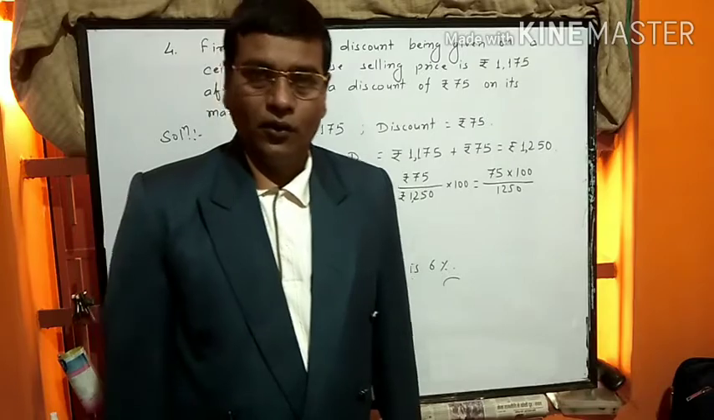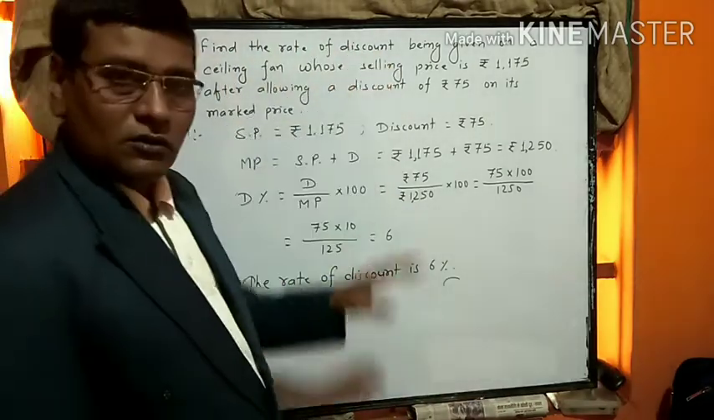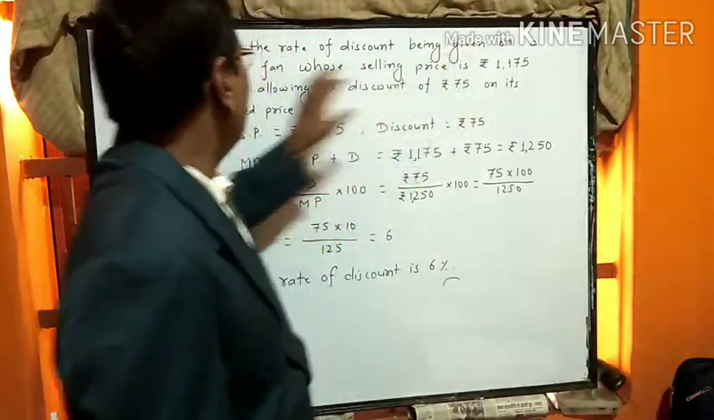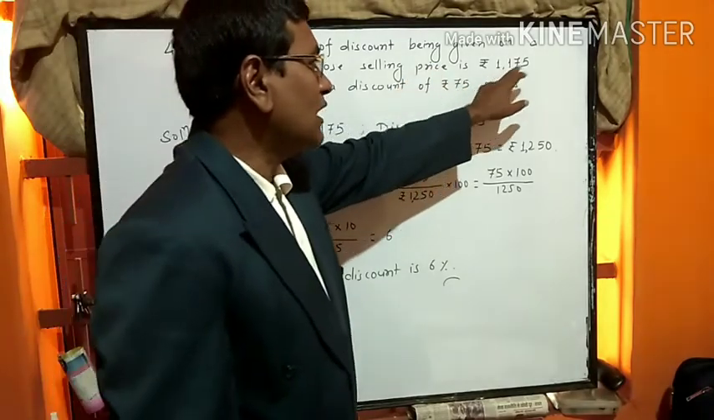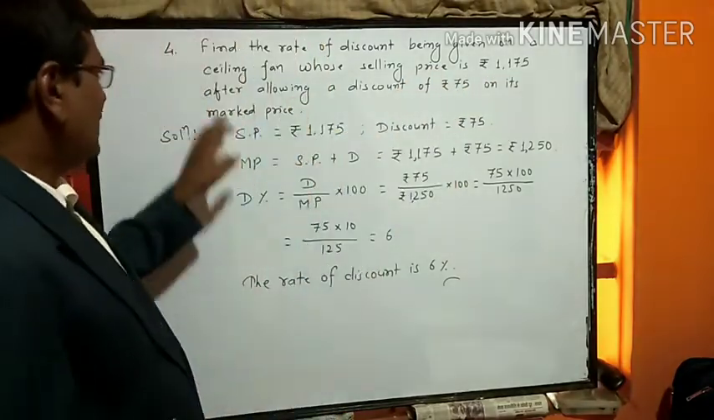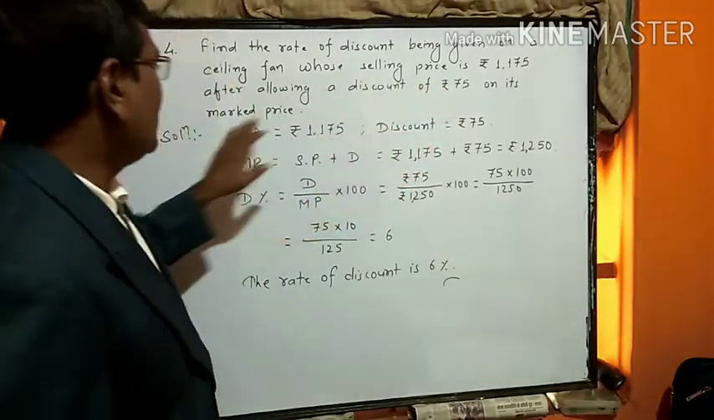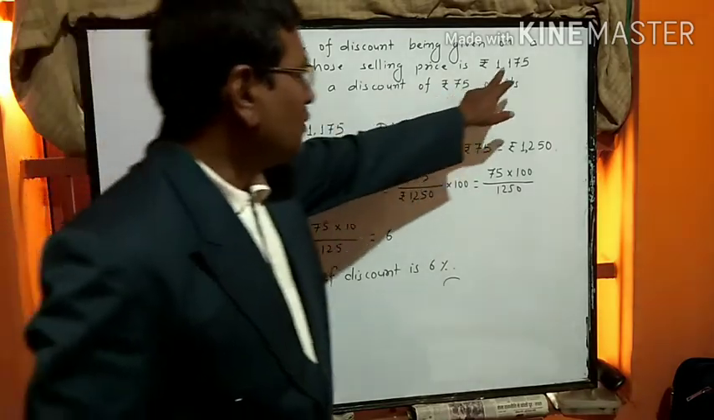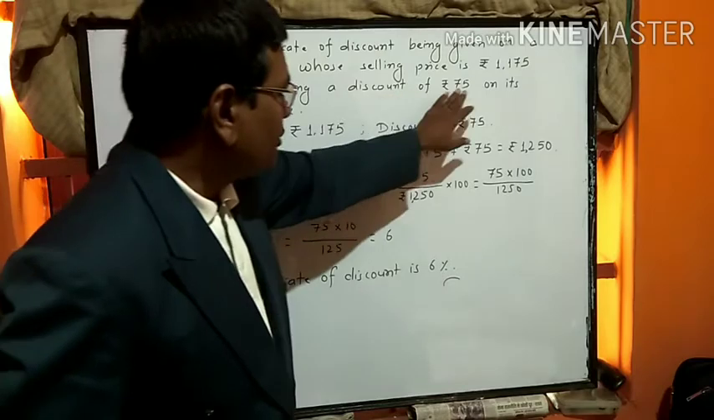Now question number 4. Find the rate of discount. Again same question. Being given on a ceiling fan whose selling price is rupees 1175, after allowing a discount of rupees 75 on its marked price. Here SP equal rupees 1175. Discount equal rupees 75.